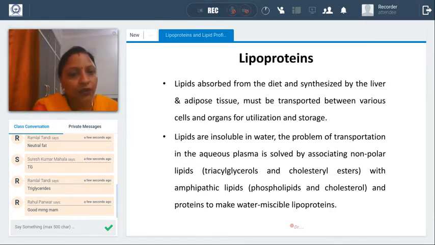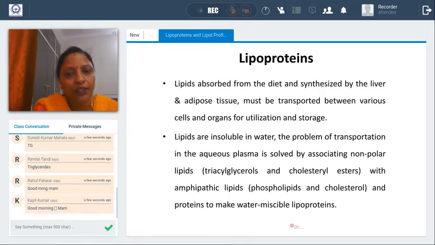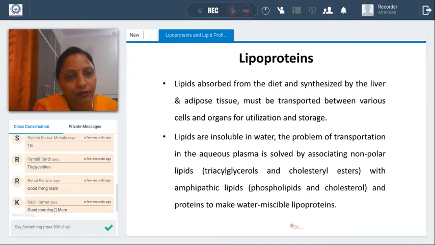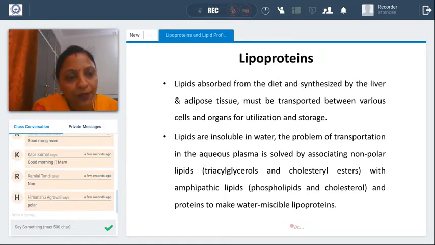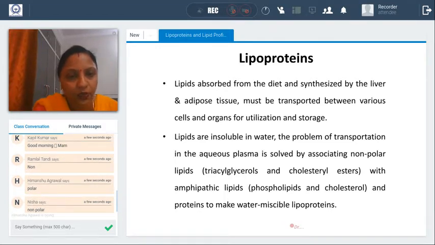Lipids are insoluble in water, you all know. The problem of transportation in aqueous plasma is solved by associating non-polar lipids. So lipids are polar or non-polar? Please write in the box. Am I audible to all of you? Please write in the box. Yes, okay. So lipids are insoluble in water.